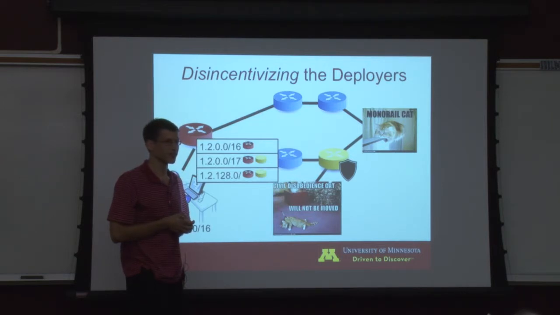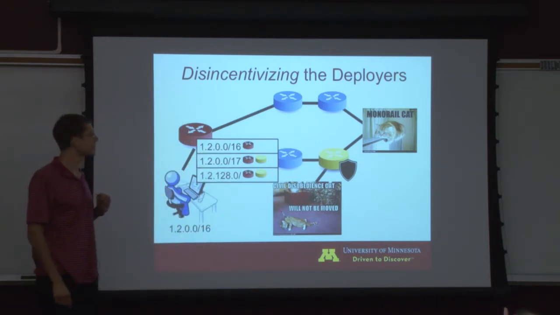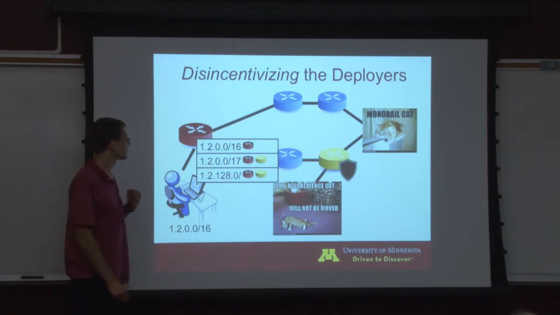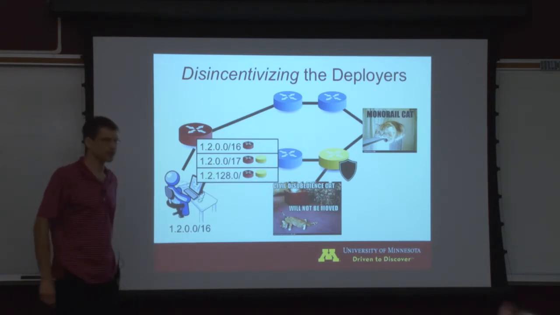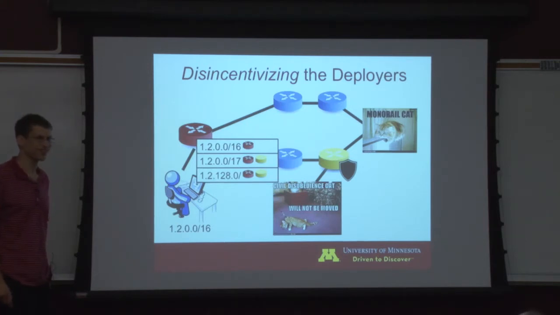So what will yellow see? Yellow won't see it. It will only see the /16. Yep. So monorail cat will see a /16 from yellow and a /17 from blue and send it. Yep. Okay? All right.